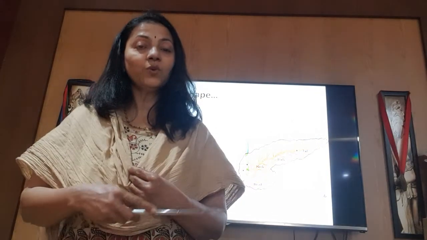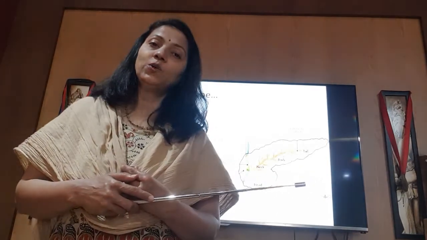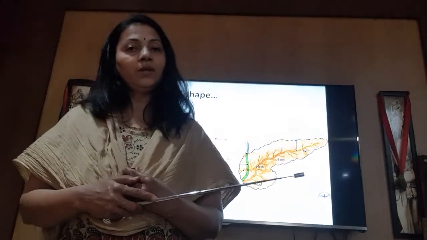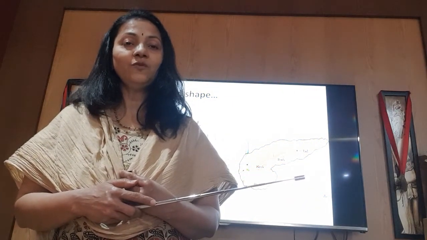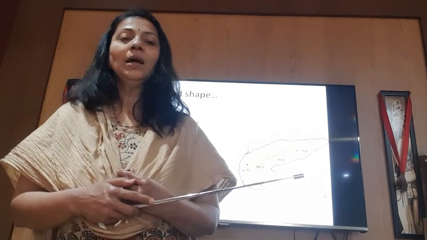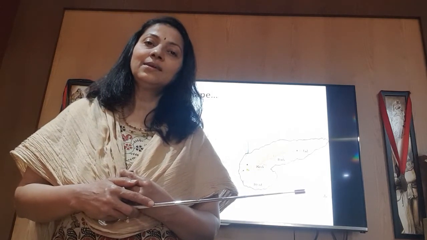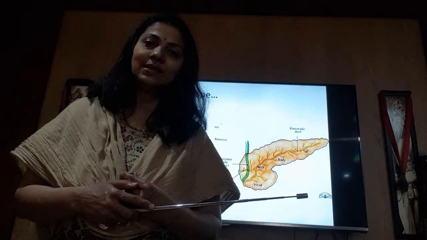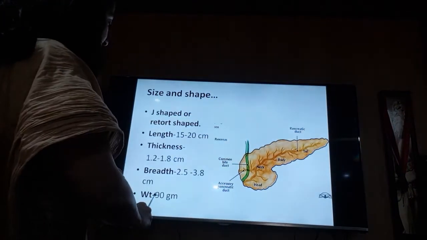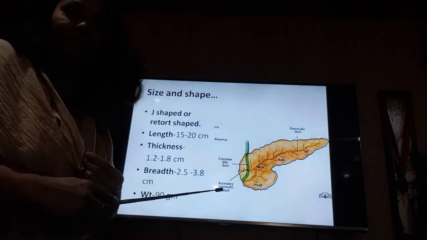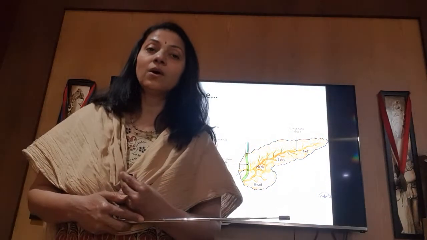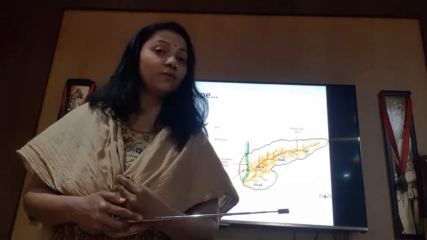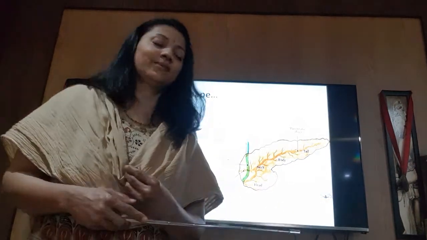It is both an exocrine gland as well as an endocrine gland. And you know, insulin is so important for our body function. If there is a deficiency of insulin, a patient gets a disease called diabetes mellitus. And what is the weight? 90 grams. Okay. So it is not a big organ, but it has a big function. Not a function, many functions.